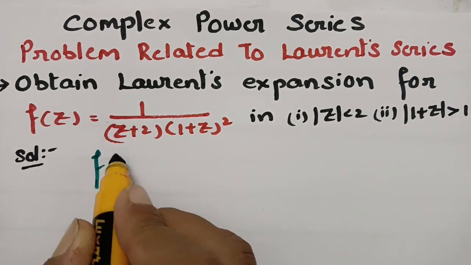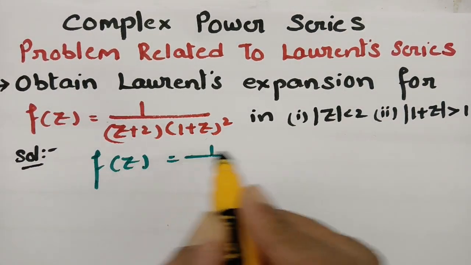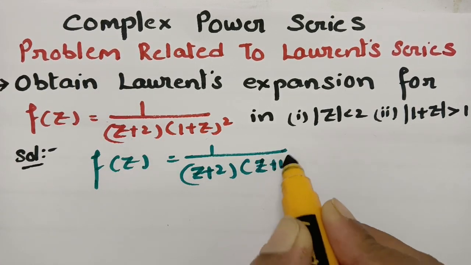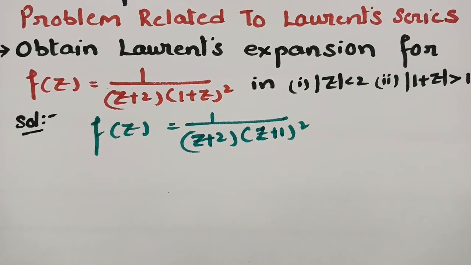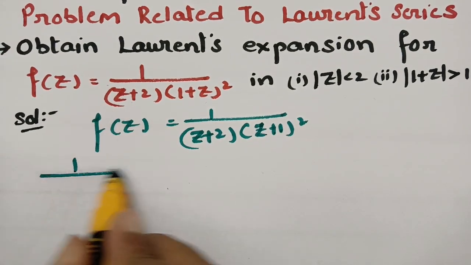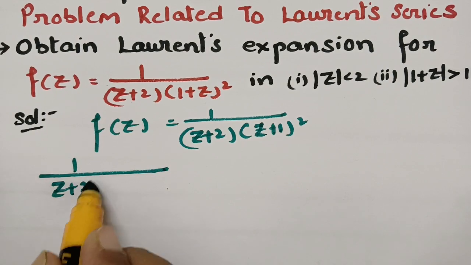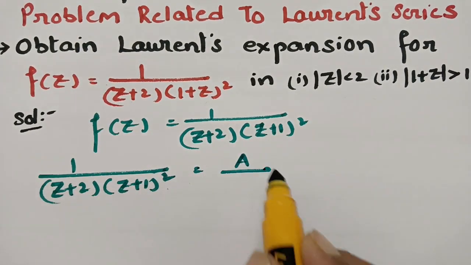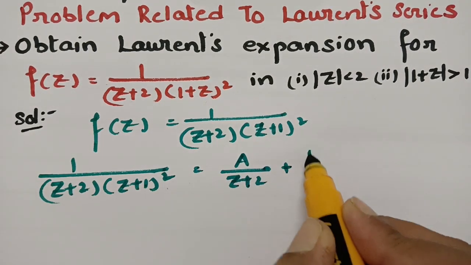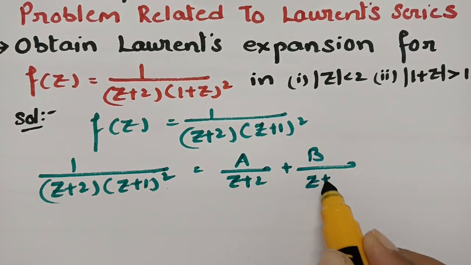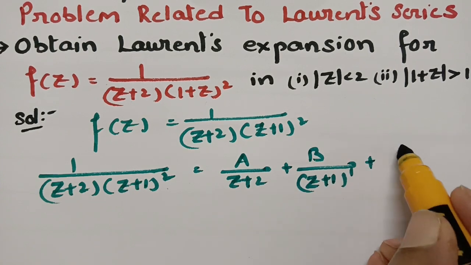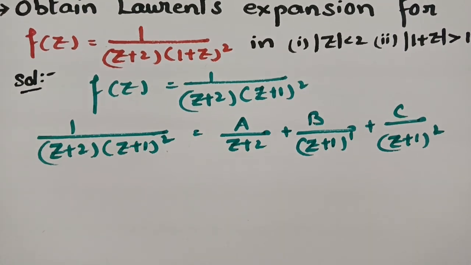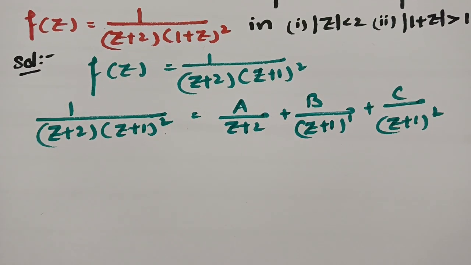So here it is very clear that f of z is given as 1 by (z plus 2) into (z plus 1) whole square. Now I am going to resolve it into partial fractions. So (z plus 2) into (z plus 1) square can be written as a by (z plus 2) plus b by (z plus 1) power 1 plus c by (z plus 1) square. Now I need the values of a, b, c.